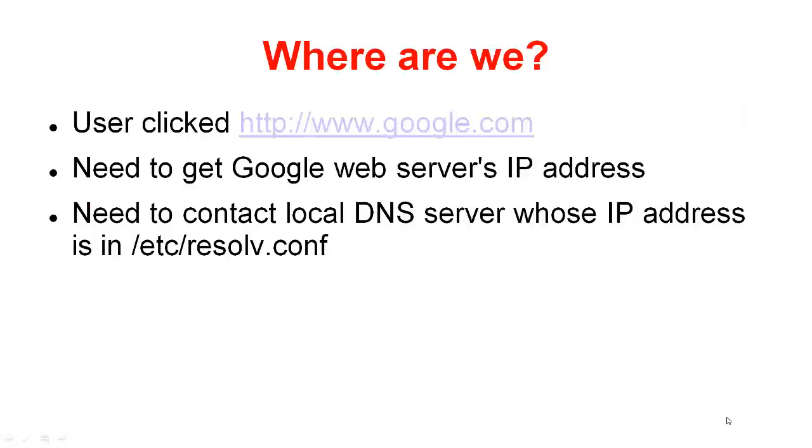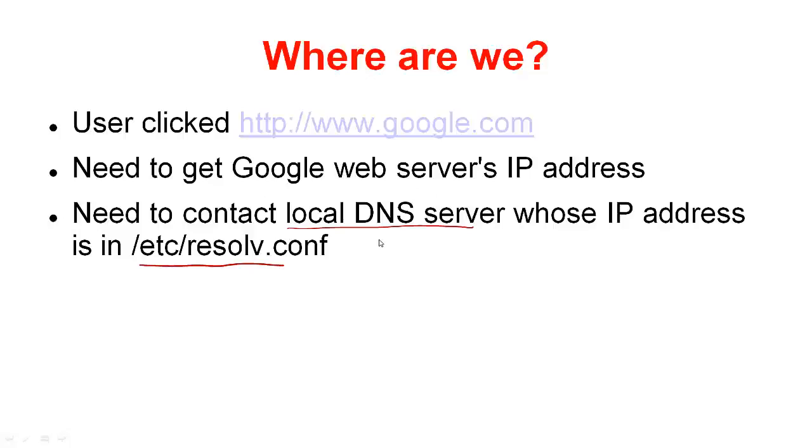So getting back to our story, where were we? The user clicked this URL and needed to contact this particular web server. Remember, whatever packets go out need to have the web server's IP address. So the first thing you need to do is contact your local DNS server, whose IP address you know is in this particular location, to get hold of Google's web server. So that's where we are.